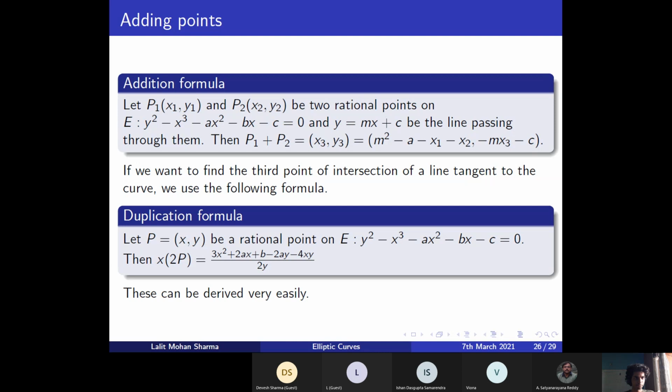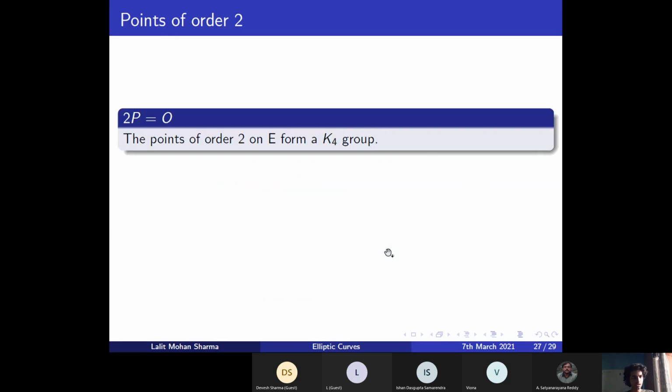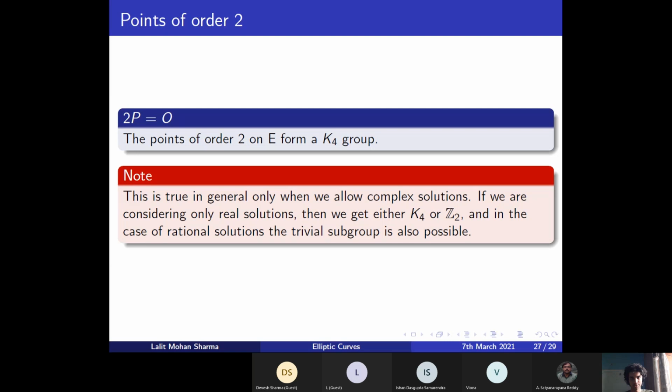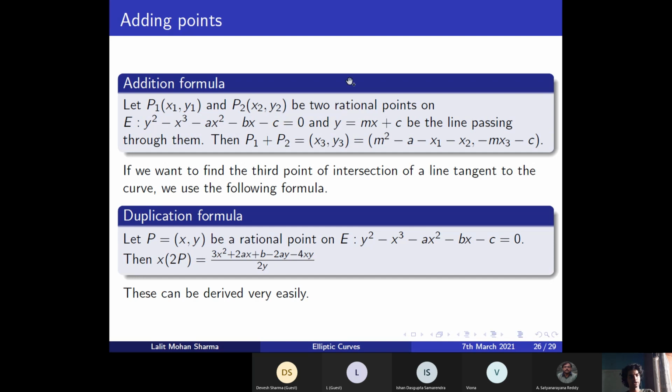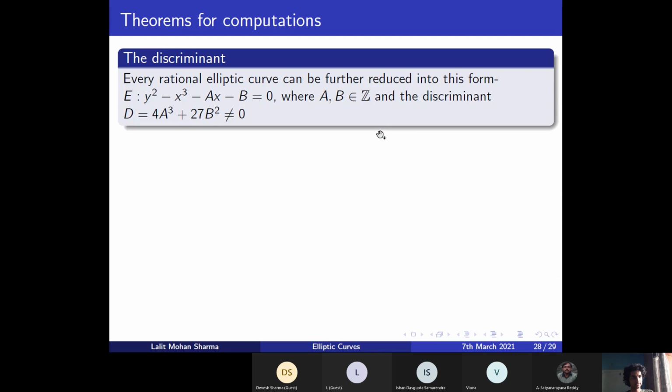Also try to figure out what would happen if we just duplicate a point. So instead of taking two different rational points, what would happen if you just take P plus P, where P is some rational point? Also try to derive this duplication equation. I'll skip this. If you go through this afterwards, you should be able to get it. But just try to derive these equations, because then you can do a lot of fun computation.